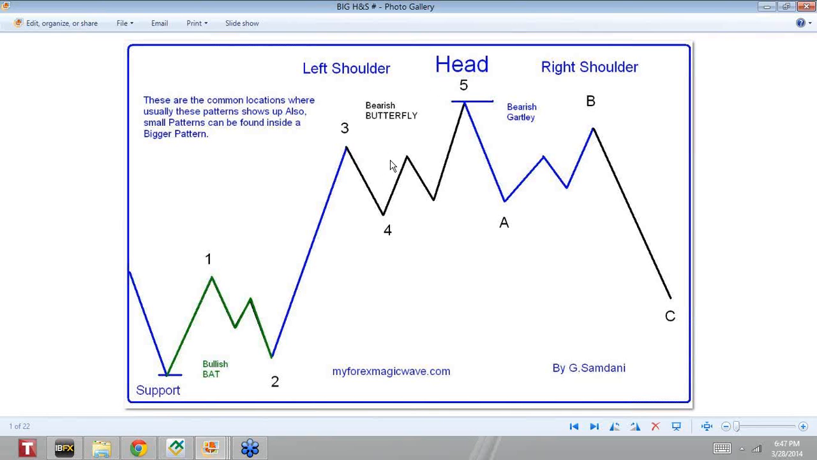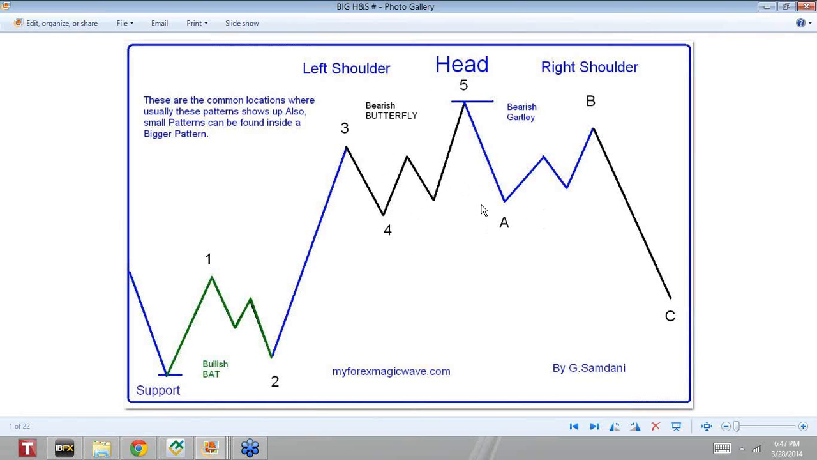So the cipher pattern, let me look into what it is, and then I'll explain it to you. I'll show you what the pattern is from an Elliott wave perspective, and whether it is good or not.